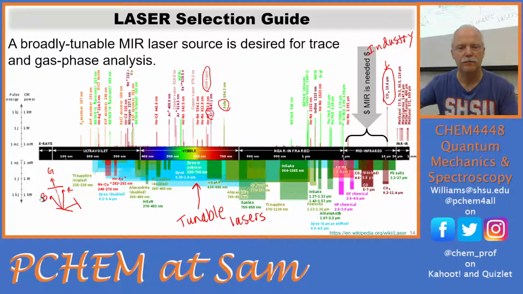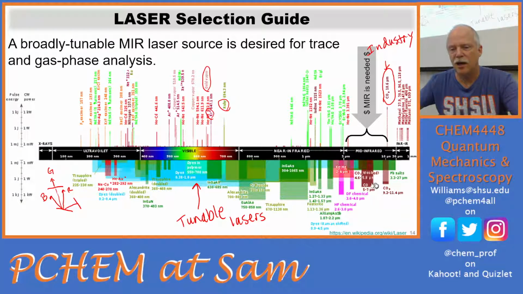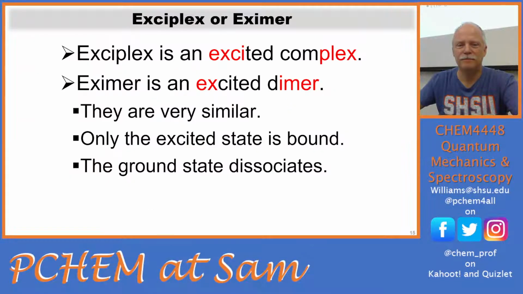So, pretty cool. Now notice there's a pretty big gap here in the mid-infrared. That's where our infrared spectra are, and that's where we want to do a lot of our spectroscopy for molecules. There's a carbon monoxide laser, but it's just a pretty narrow range, and this is where money is needed, or where science is needed. If you could come up with better tunable mid-infrared lasers, then you have job security.